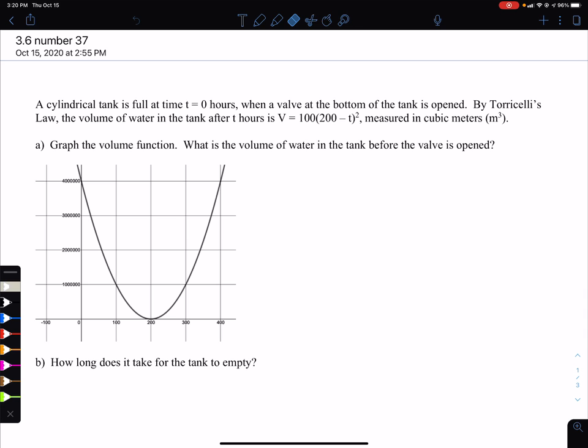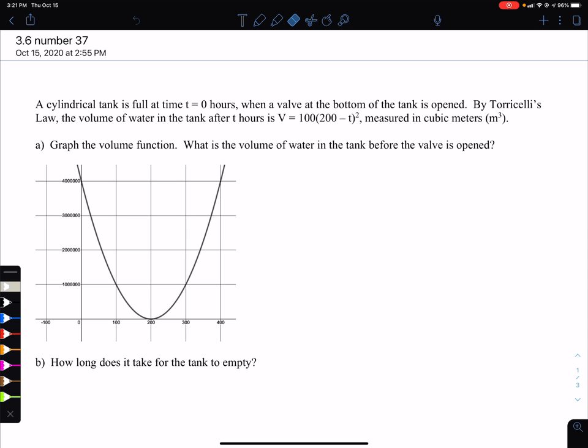We are doing section 3.6. We're going to look at number 37, kind of an in-depth look with a full explanation. So this is a rate of change derivatives application. The other one we did earlier, number 13, was a position function. This is the volume situation.